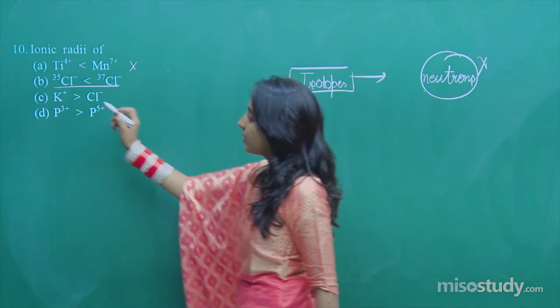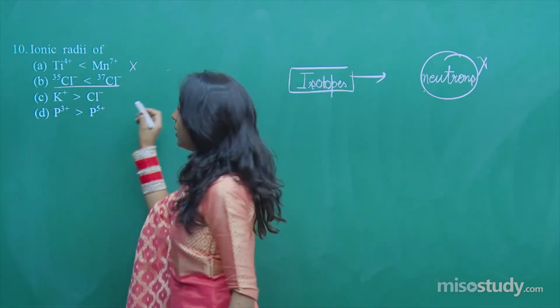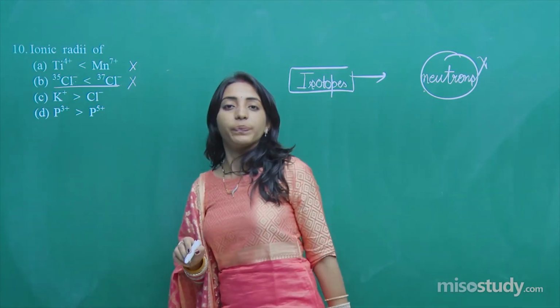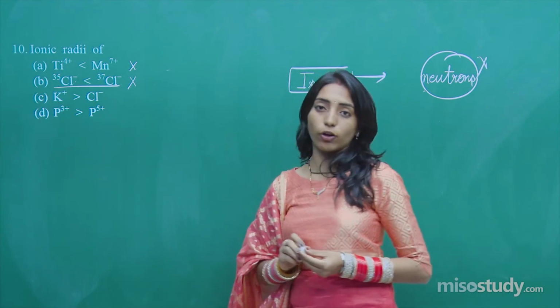So when you compare the sizes of the anion Cl minus, Cl minus, but different isotopes, you cannot compare. So they will be the same. Fine? So this is also not the correct option.